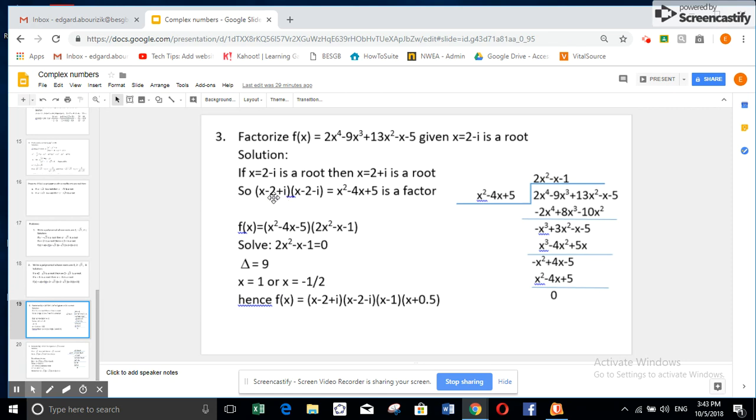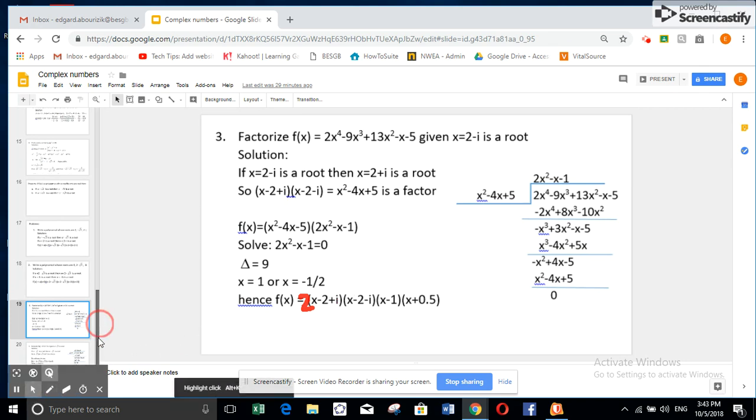So the factors will be (x - 2 + i) into (x - 2 - i) into (x - 1) into (x + 1/2). But don't forget, like I did now this mistake, you must put the coefficient of x^4 in the factor. What is the coefficient of x^4 here, which is a in general? 2. So you must have here 2 into these two.